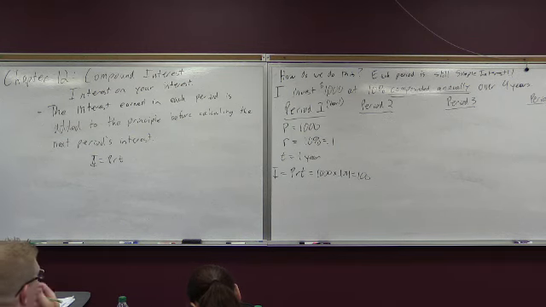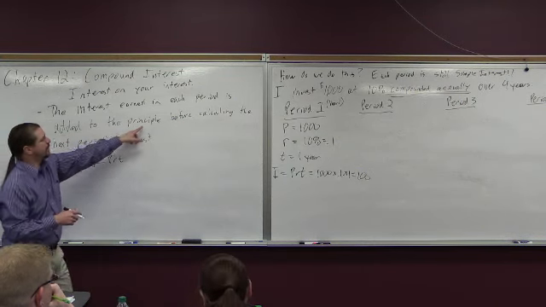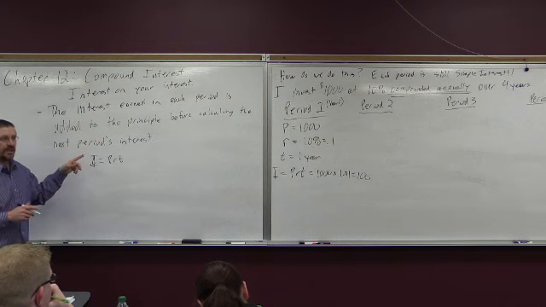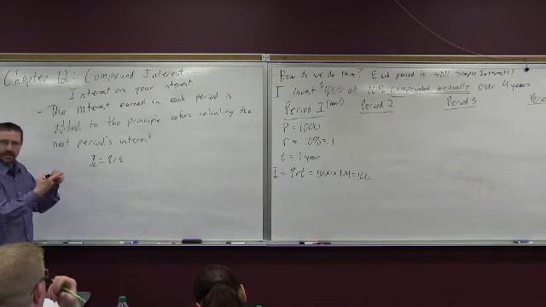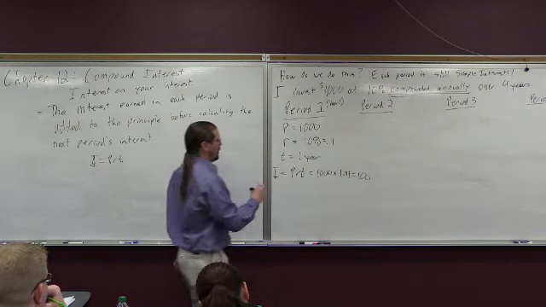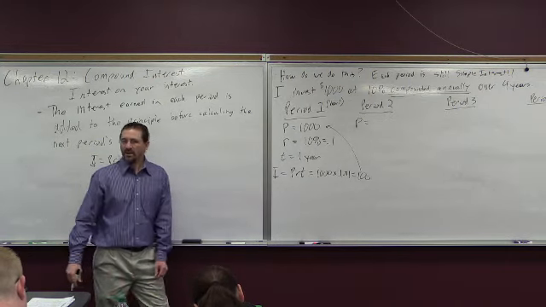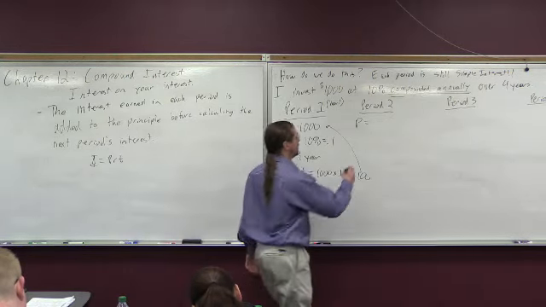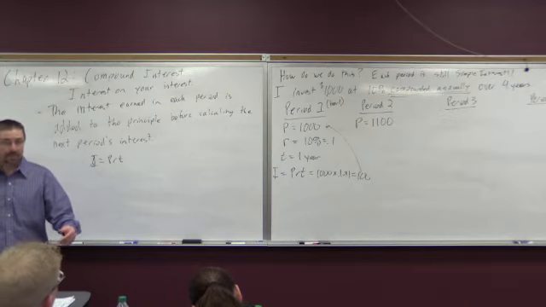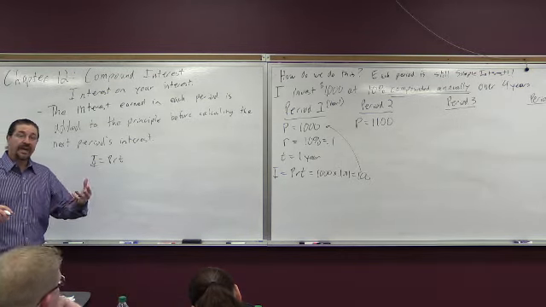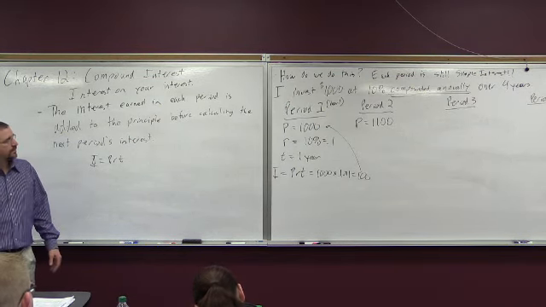The key here is that after you calculate your interest, after each period, it is added to the principal before calculating the next period's interest. In other words, the principal for the next year includes your old principal plus your interest. All right? So this principal for year two, $1,000 plus the $100. The principal in our second year is $1,100 because we're going to get interest on our interest. Don't forget that you're still getting interest on your principal, though, right? I mean, don't cheat yourself.